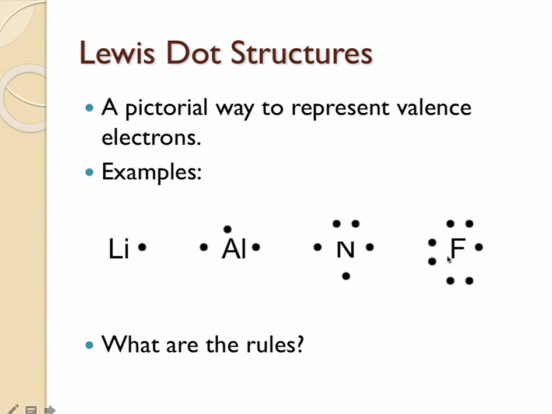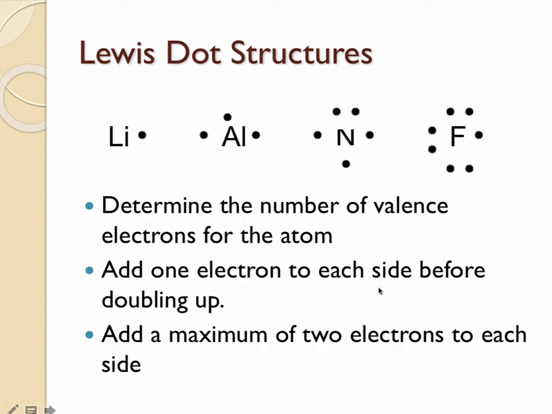Lewis dot structures. We will find that it's useful to draw a Lewis dot structure to represent the valence electrons that an atom has. And these are examples. How do we get to those examples? What are the rules to draw these Lewis structures?